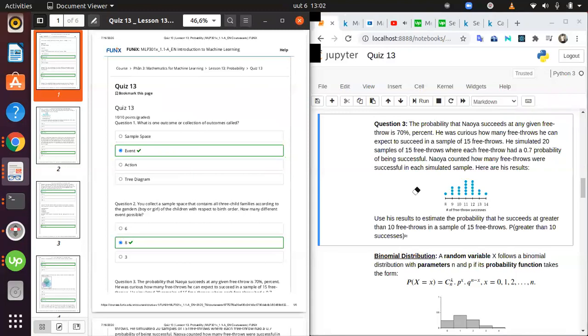Over the 20 trials, in how many cases did he get more than 10 successes? Sorry to bother you again. Can you help me? Can you annotate it so I can see better? Okay, wait a minute. It's in the draw. Yes, I'm more at ease with my keyboard.